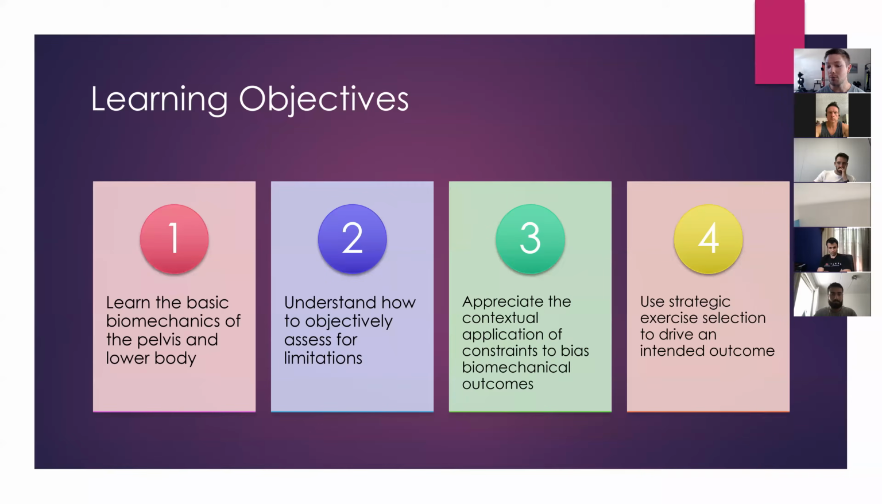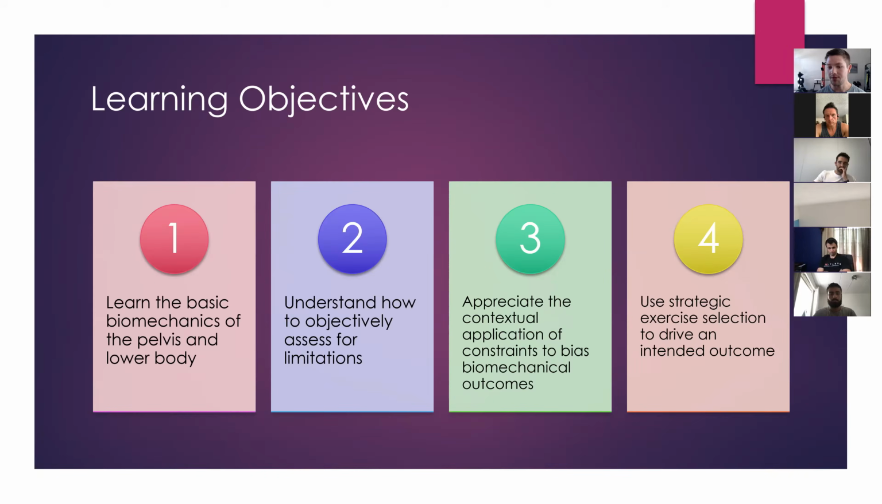And then we want to appreciate the contextual application of constraints, which comes in a wide variety of different shapes and forms, to bias certain biomechanical outcomes to improve those tests. Because if they're not improving on the tests, then they're not going to be improving in their movement. It's very rare to see someone improve their movement without improving on one of these objective assessments too.